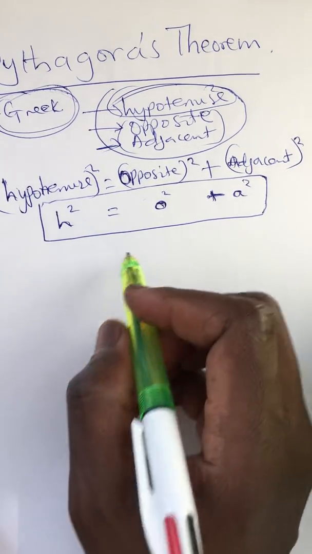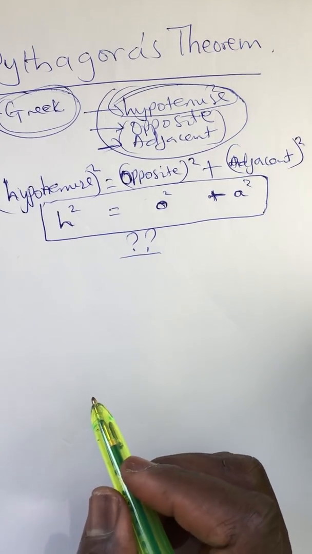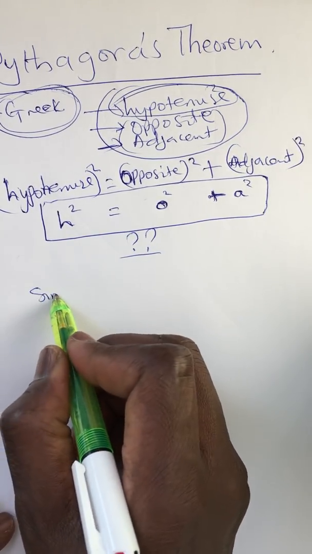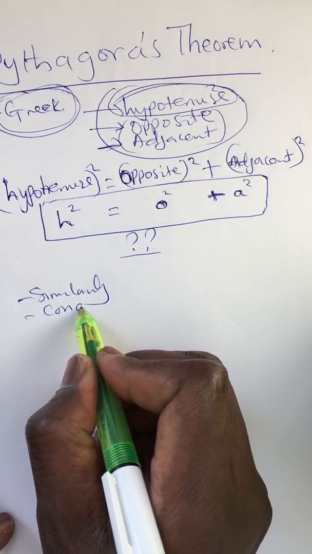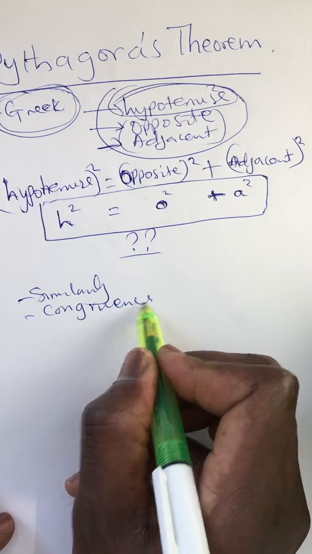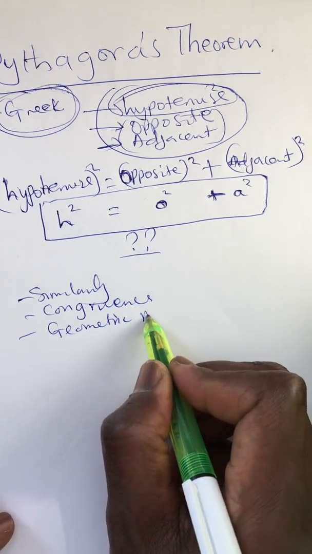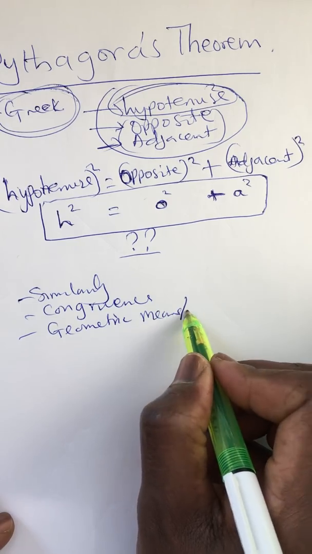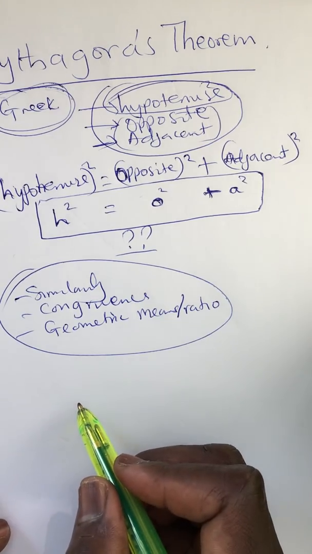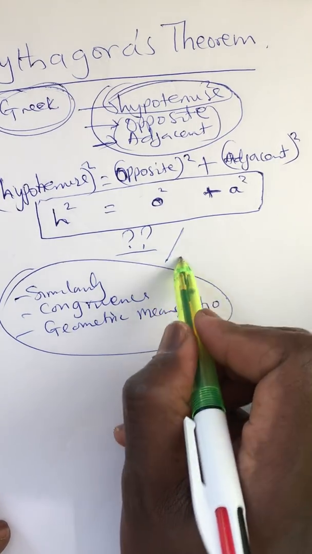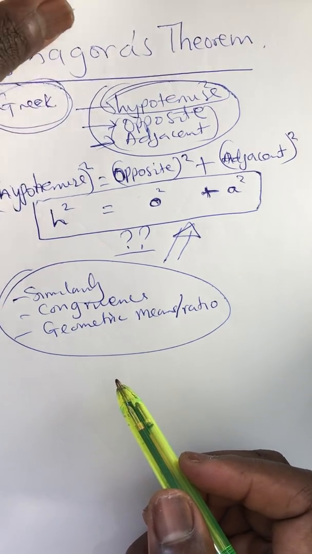Now, how true is this? Now we are going to use what is called similarity, congruence, and geometric means or ratio. We are going to use these three concepts to verify that Pythagoras' theorem is actually correct.